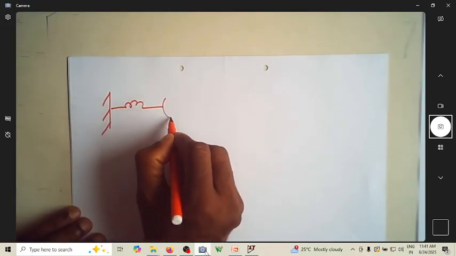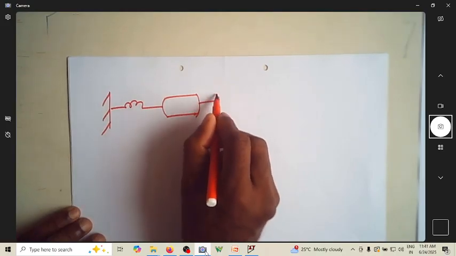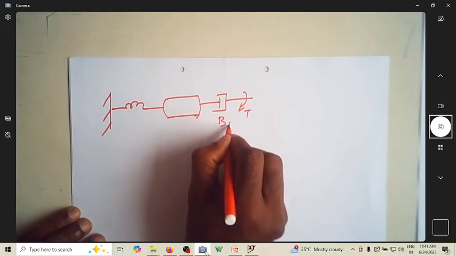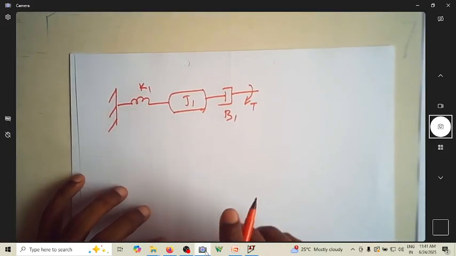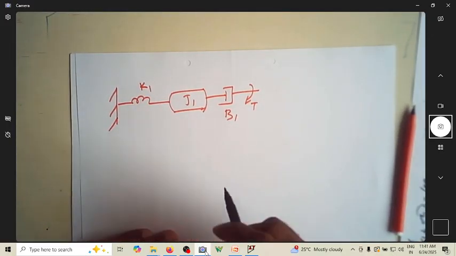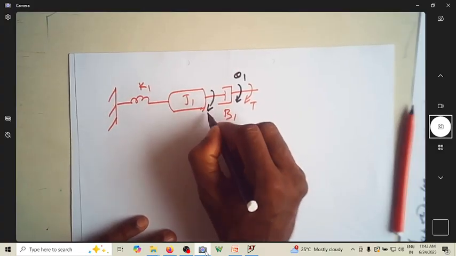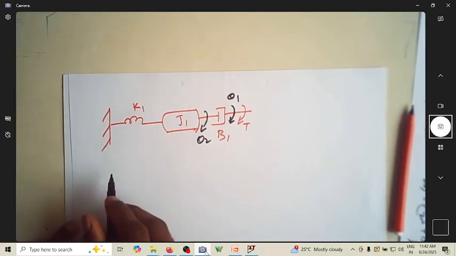Let us write a mechanical rotational system and try to understand it. Supposing that this is a mechanical rotational system, assume that this is torque, this is b1, this is j1, this is k1. So it's a simpler one. Let us identify the displacement. Here it is theta 1, here it is theta 2. The same theta 2 comes here, since it is rigid, there is no more displacement.